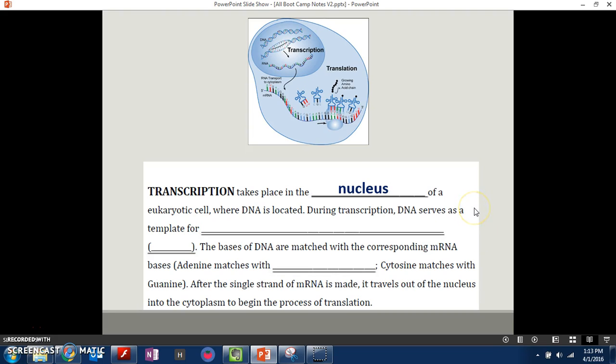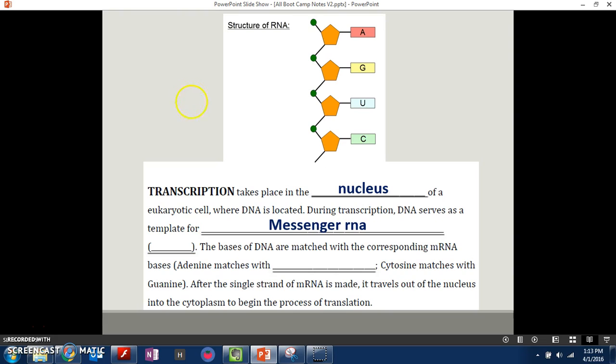Transcription takes place in the nucleus of a cell, where the DNA is located. This is a eukaryotic cell, and transcription is happening in the nucleus. In transcription, we go from DNA to messenger RNA, or mRNA for short.